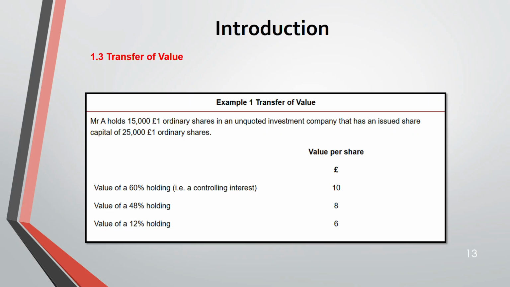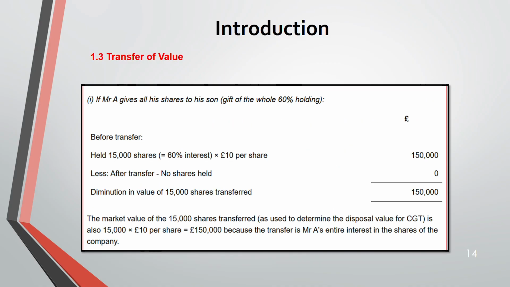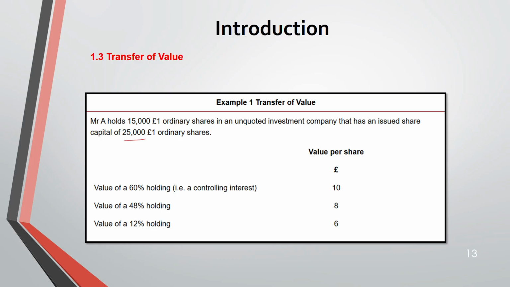Now, example 1. You have been given the value per share. A has 15,000 ordinary shares and they have issued 25,000 ordinary shares. So here you can see values at 60%, 48%, and 12%. Here he is having 15,000 shares.